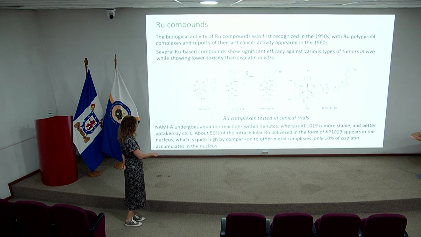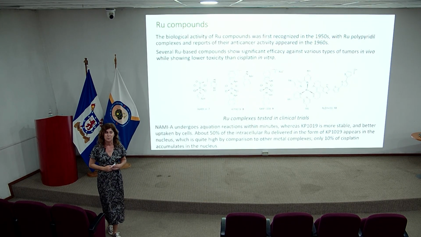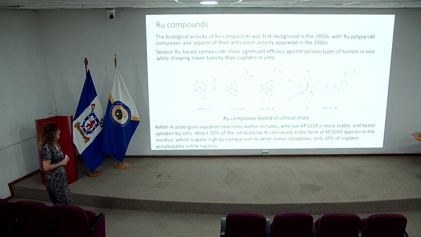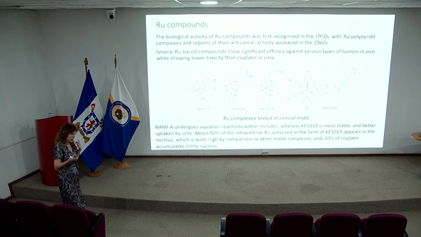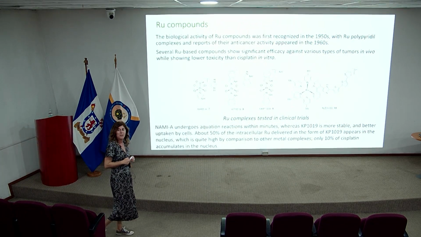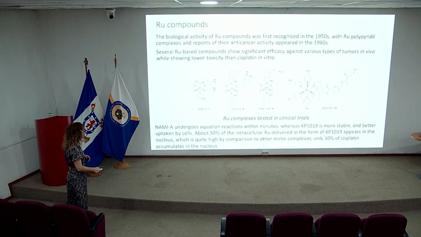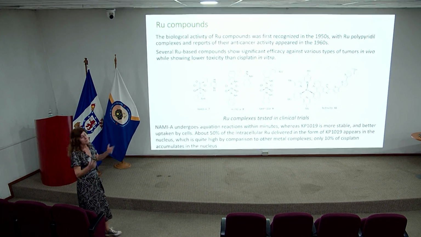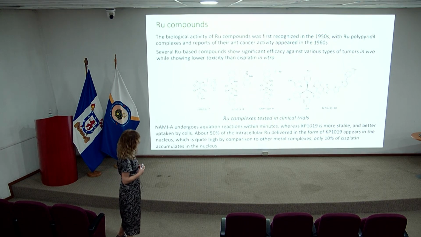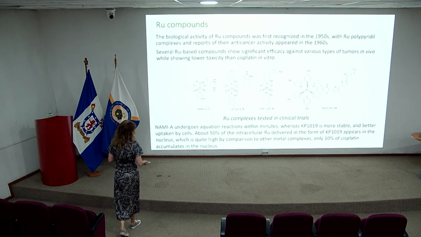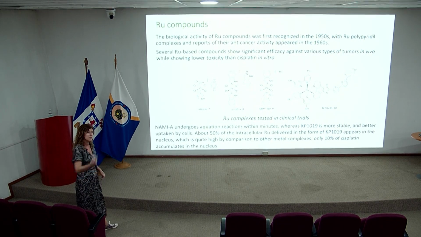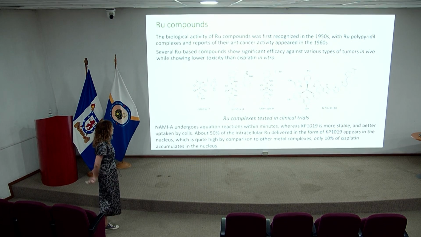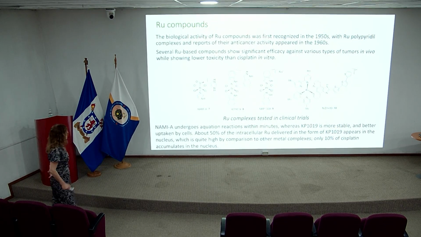And an important fact is that about 50% of the intracellular ruthenium, which was administered as this compound, KP1019, appears in the nucleus. And if we take into account that only 1% of cisplatin binds to DNA, this is a big percentage if DNA is the target for these compounds, which is not that clear. So you see here 10% of cisplatin accumulates in the nucleus, 1% binds to DNA, 50% in the case of this compound.